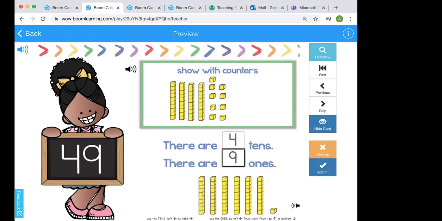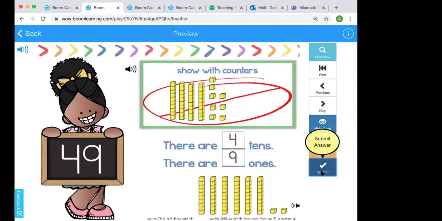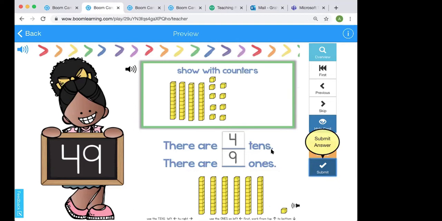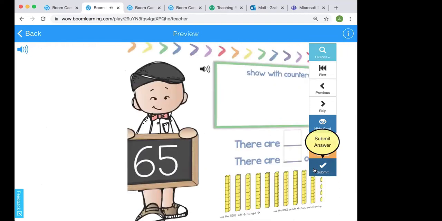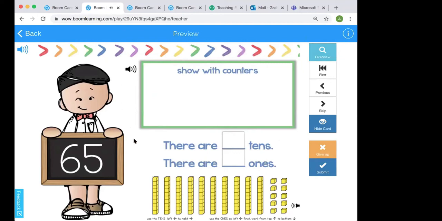All right, let's check to see if we got that correct. Oops, we messed up. What? It looks like there are only 8 ones. Oh. Let's try again. There we go. All right, let's look at another one. What number do you see? I see 65. All right, 65.